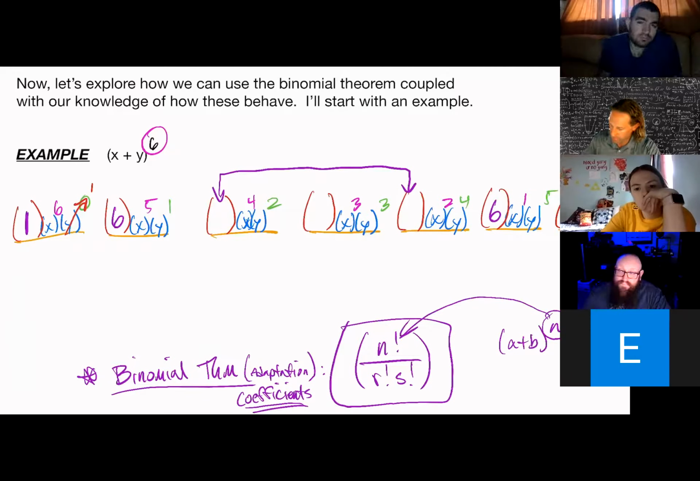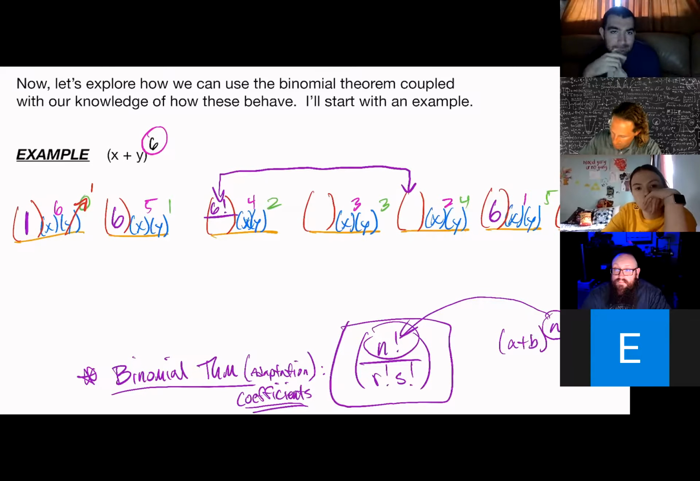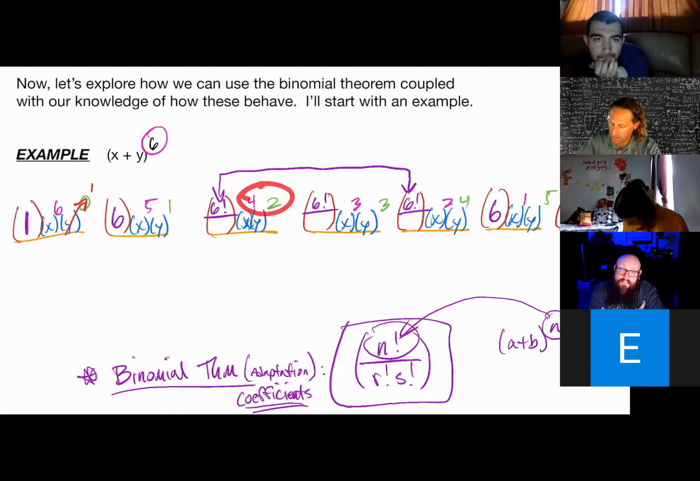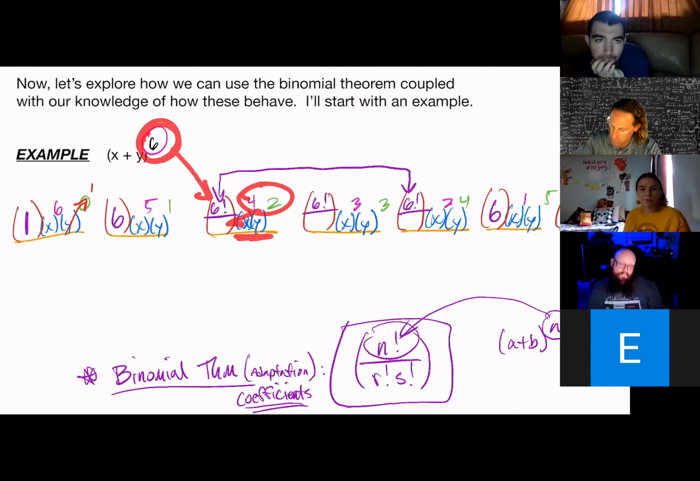That will be our n factorial. So we will start with 6 factorial on top of each of these. Then here comes the easy part. How do I know what these 2 things are going to be? It's whatever the exponents of the term is. So we take the exponent of the original thing and divide it by the 2 smaller ones for that term.